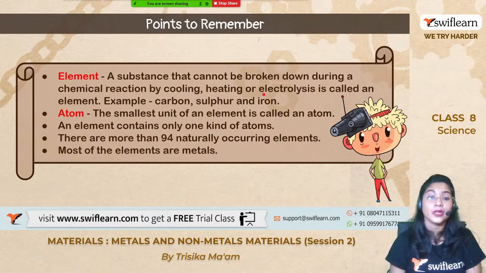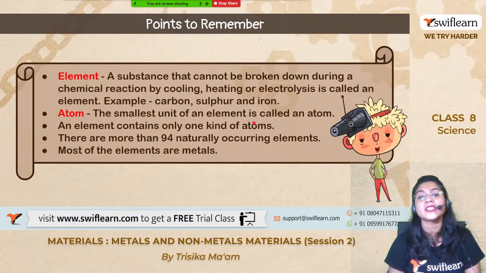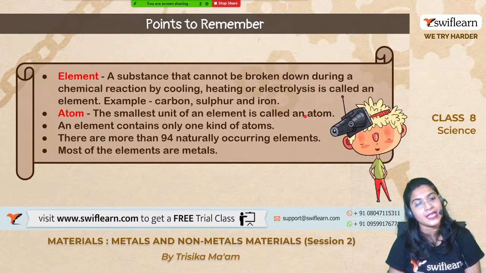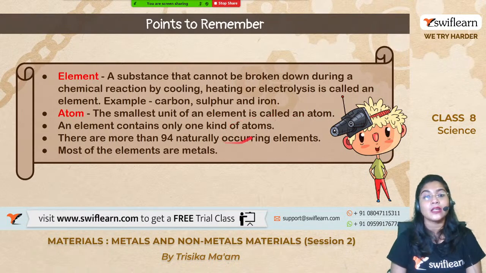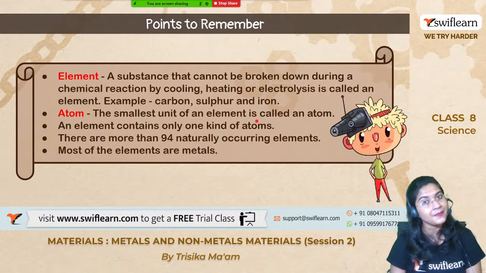Fine. And what is atom? It is the smallest unit of the element, known as the atom, though there are different subatomic particles also there. So the element contains only one kind of atom.